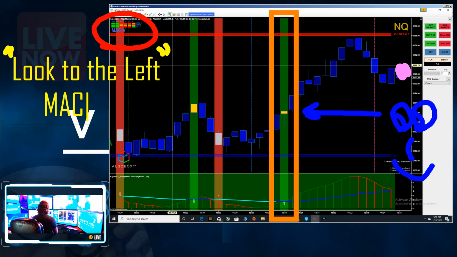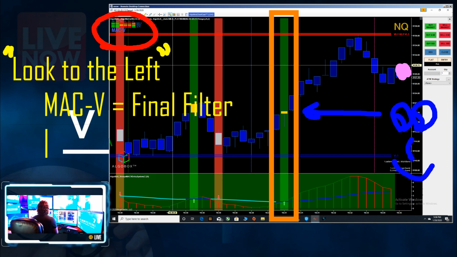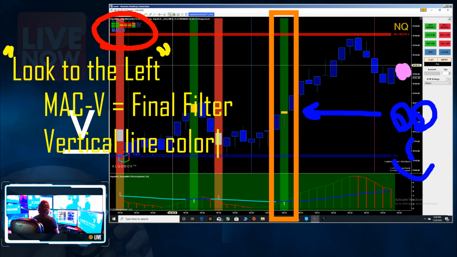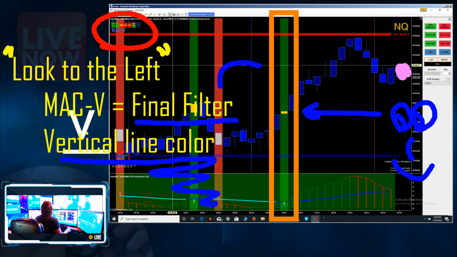Mac-V, if I could type right here. Final filter, and it's the vertical line. Vertical color for the final filter. You guys got that? Okay, so my final filter is the vertical line color right here.